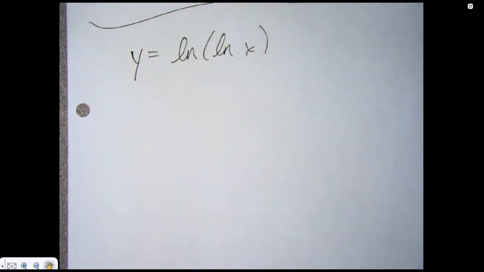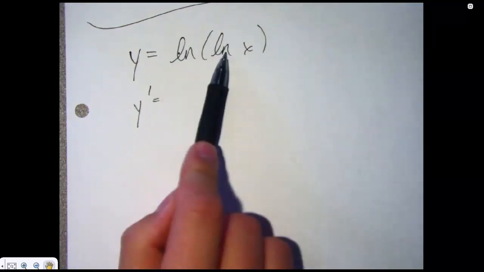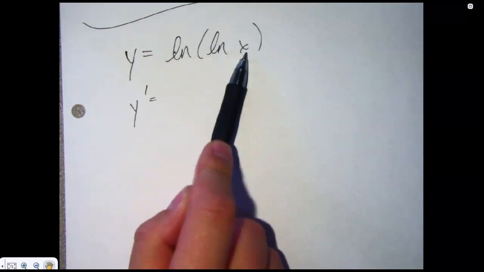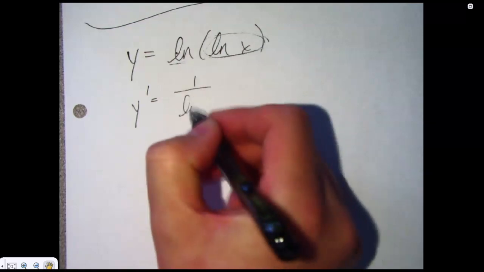I don't think it's that bad once you start doing it, but it just looks weird. People get intimidated. So the big guy is this ln. The next level down is this ln, and then just the x. So the derivative of ln of blah is 1 over the blah.